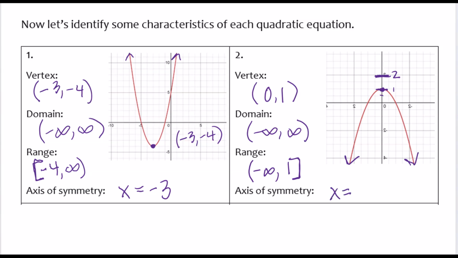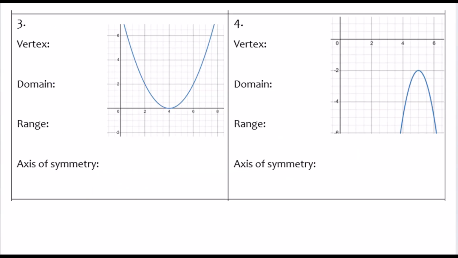All right, axis of symmetry, group 1, help me out. X equals what? What does x equal with this vertical line right here? 0. X equals 0. Nice.